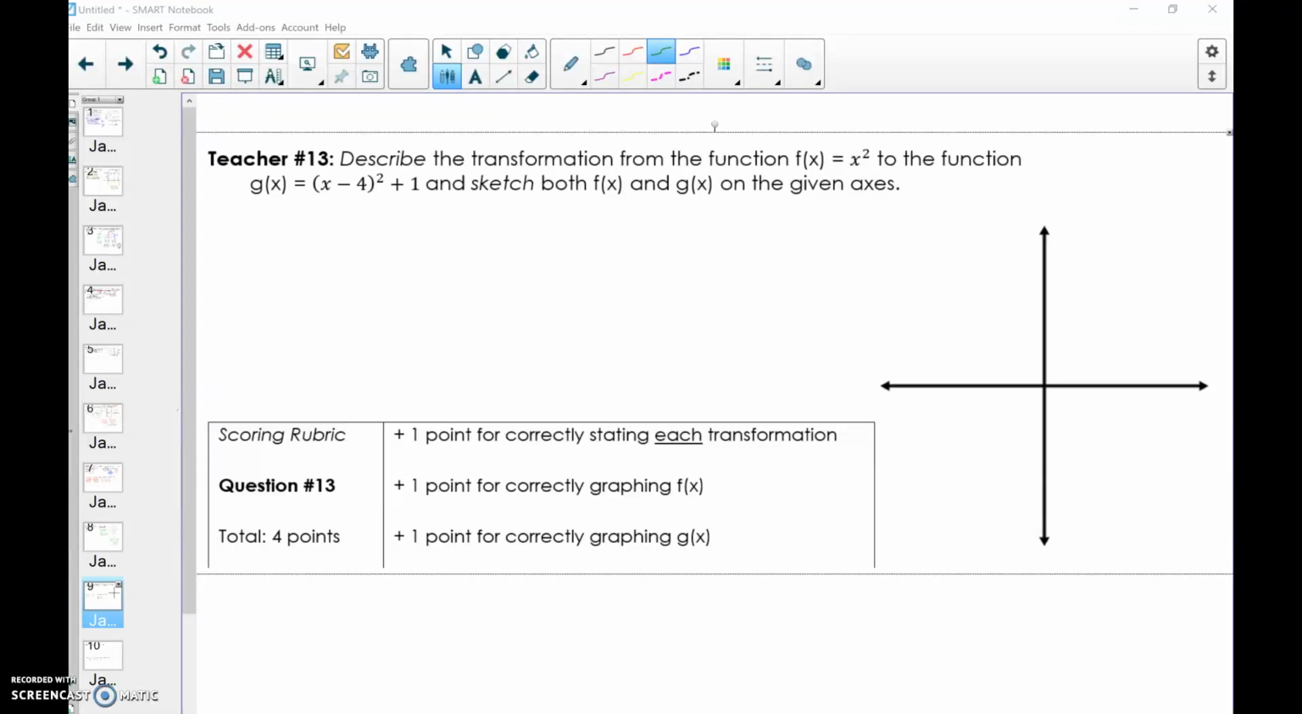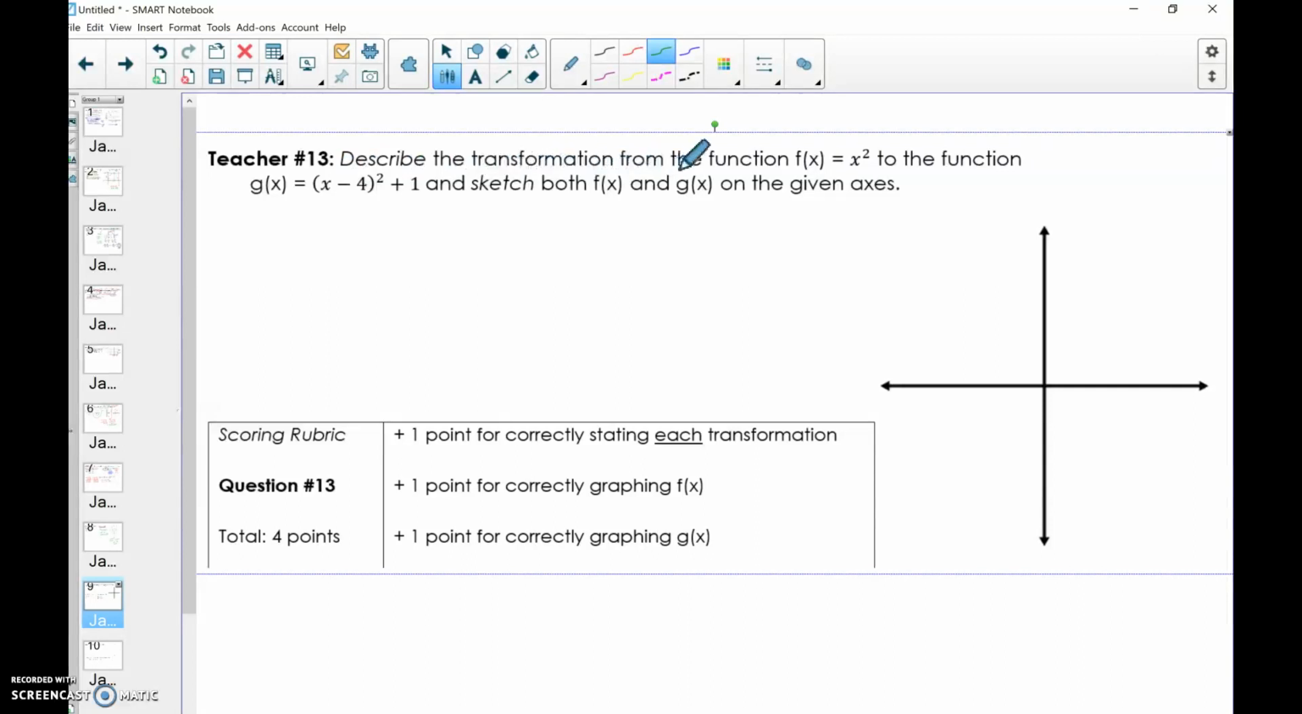All right, so this is one of those short answer questions from the CBA. First of all, let's take a look at the rubric. It's worth 4 points, 1 point for correctly stating each transformation, 1 point for correctly graphing f of x, which is the original, and then 1 point for correctly graphing g of x. Now on the test, we might give you 2 graphs, we might only give you 1 graph, so make sure to differentiate between which one's your f of x and which one's your g of x.